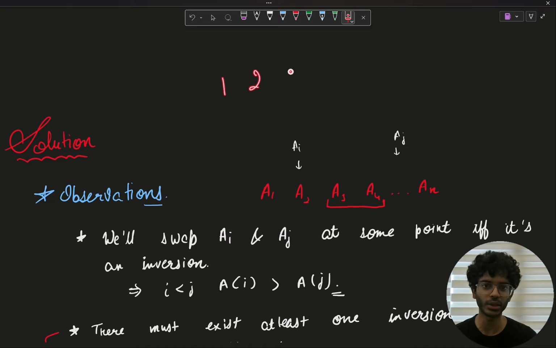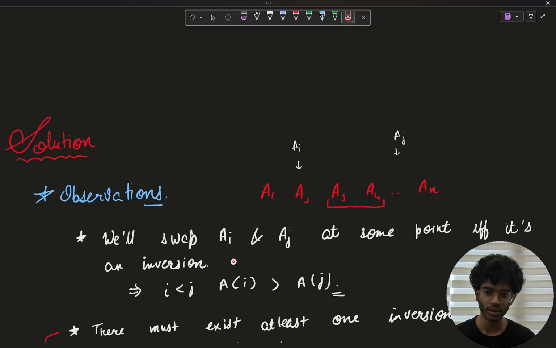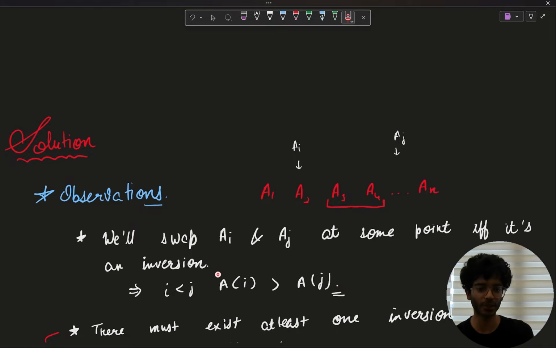Otherwise, if we have 1, 2, 3, none of them will ever be swapped, because there is no inversion. So for any pair I, J, if I is less than J and A of I is greater than A of J, then those elements will be swapped.